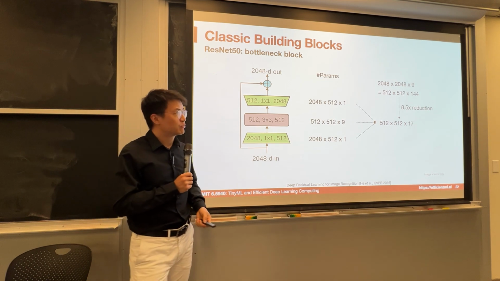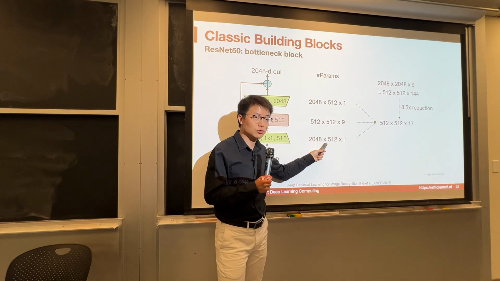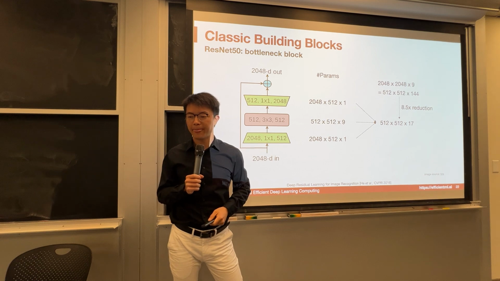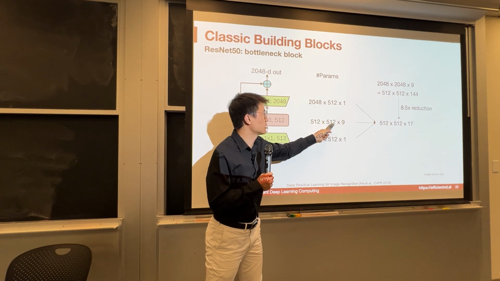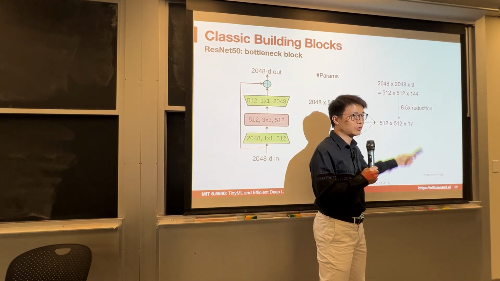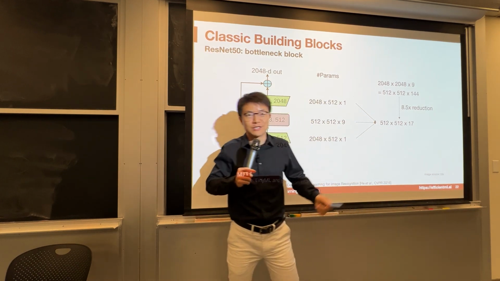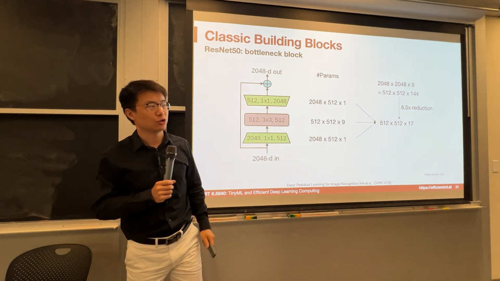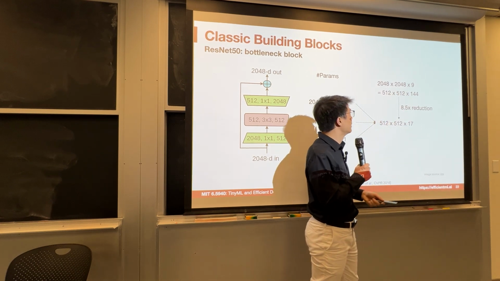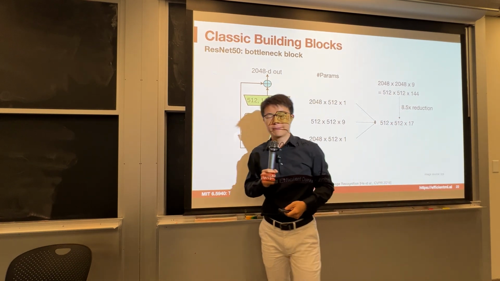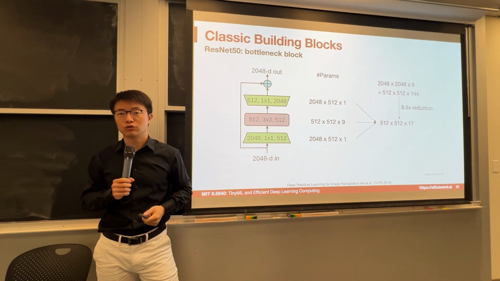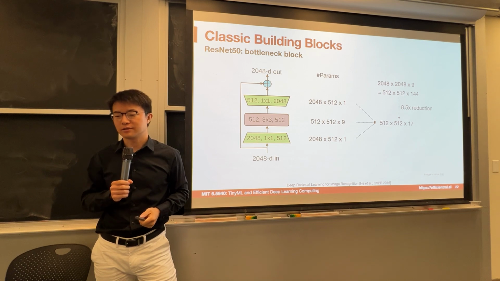Let's also calculate the number of parameters. For the 1x1 convolution, the number of parameters is equal to input times output channel number. This is the 3x3 conv, 9 times input channel times output channel, then the 1x1 conv. Altogether, you have this amount of parameters. What if we don't use this bottleneck layer? If I have a 3x3 conv, that'll be input channel times output channel times 9, which is again 8.5 times more. So that's an 8.5 times reduction in the number of parameters.